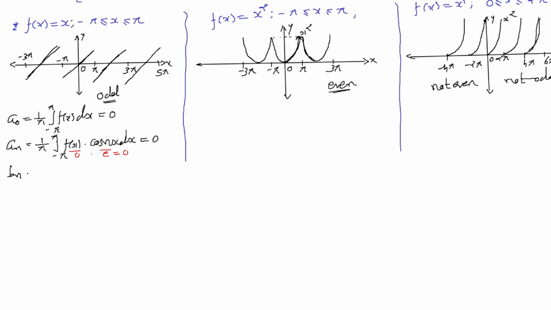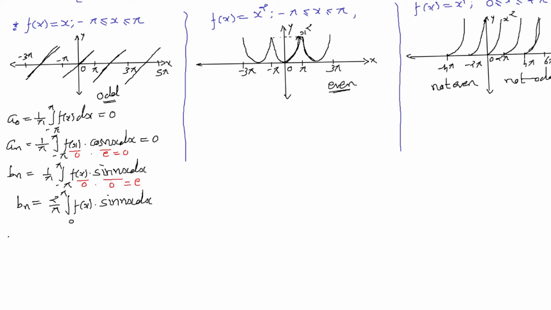Bn, what happened with Bn? 1 upon pi integration minus pi to pi f of x into sin nx dx. f of x is odd, sin nx is also an odd function. So the multiplication of two odd functions is an even function. And so you can represent Bn by this: 2 upon pi integration 0 to pi f of x into sin nx dx. This is Bn.